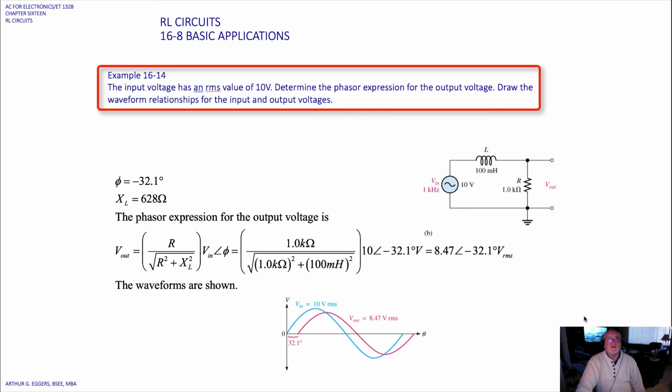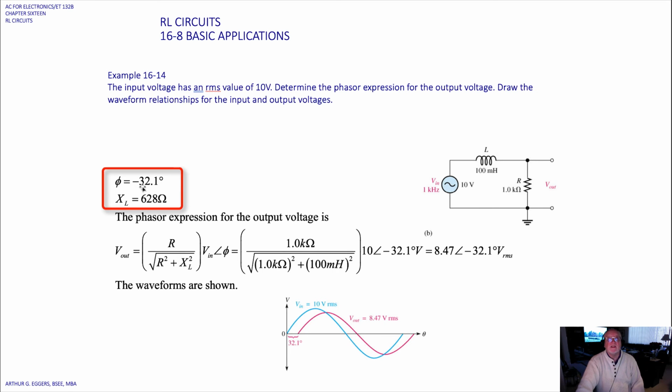The input voltage has an RMS value of 10 volts. Determine the phasor expression for the output voltage. Draw the waveform relationship for the input and output. Okay, so again, in this case, we've got that angle, minus 32.1. X sub L is equal to 628, calculated previously.